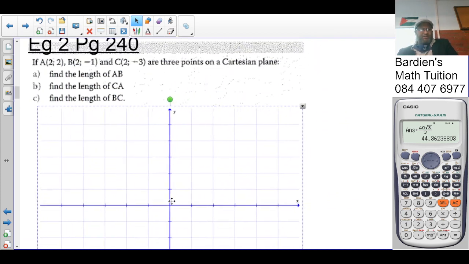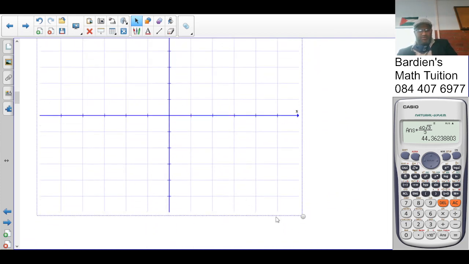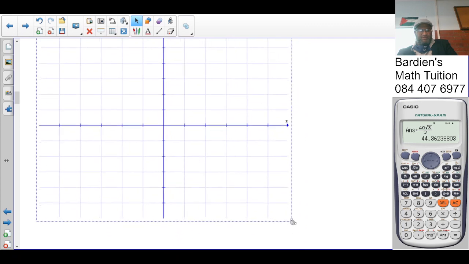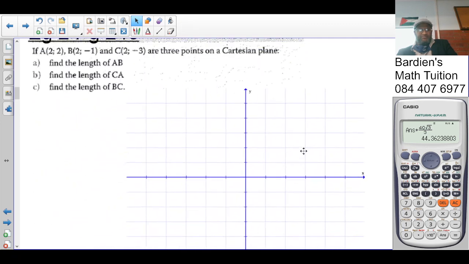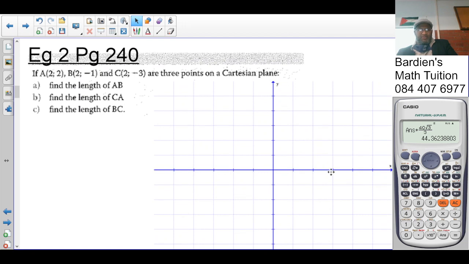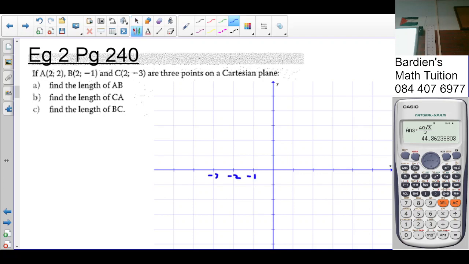Alright, so we are told, let's just make this a bit smaller. So we are told that A, which is 2 and 2. So let's do the markings here. 1, 2, 3, 4. No? 1, 2, 3, 4. 1, 2, 3. Minus 1.